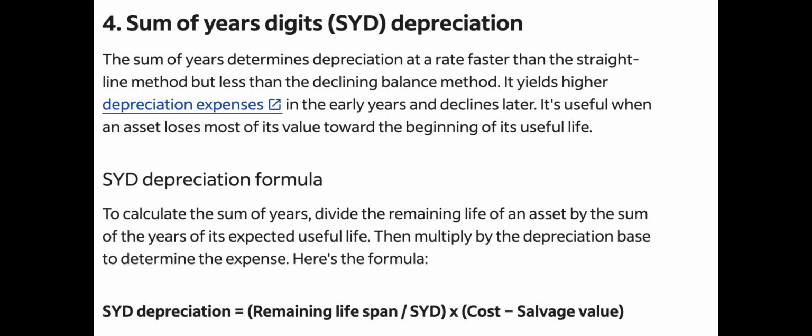It's useful when an asset loses most of its value toward the beginning of its useful life. SYD depreciation formula. To calculate the sum of years, divide the remaining life of an asset by the sum of the years of its expected useful life. Then multiply by the depreciation base to determine the expense. Here's the formula. SYD depreciation equals remaining lifespan / SYD x (cost minus salvage value).